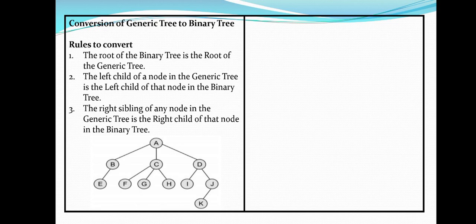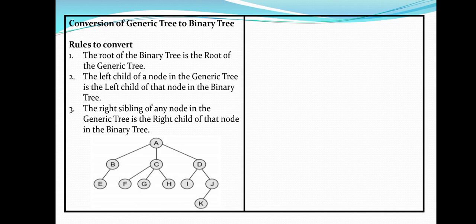So let's consider the given example as a question. A's children are B, C, D, and B's child is E. C has 3 children, F, G, H, and D has 2, I and J, and J's child is K. So now this is a generic tree, because each node is having multiple children. So we have to convert this generic tree into a binary tree.